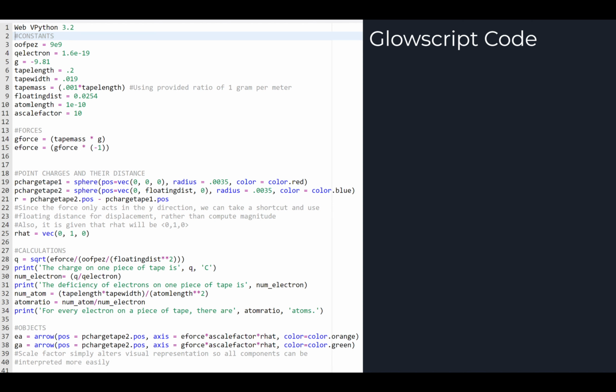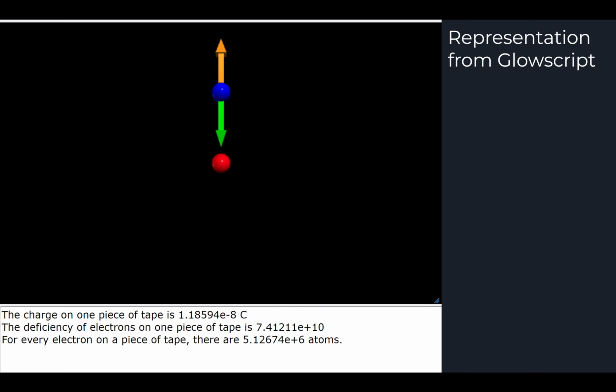Here's my GlowScript code. It essentially does everything that I just talked about, but with a computer. This will be linked in the comment section of the YouTube video. And then this is the representation. Here we see, just like the free body diagram, the two force arrows are equivalent in opposite directions.